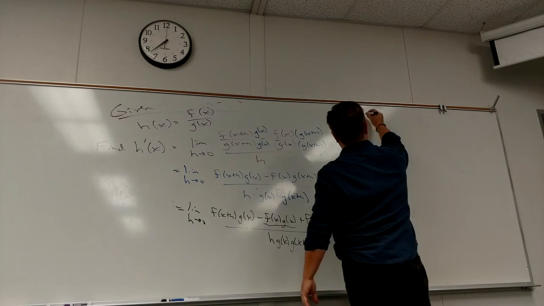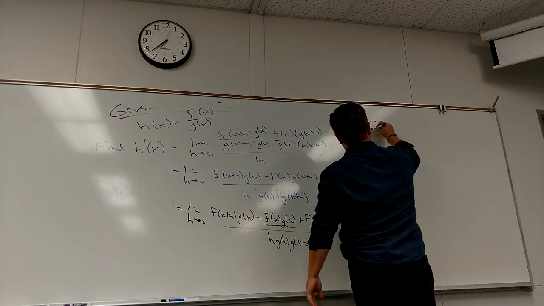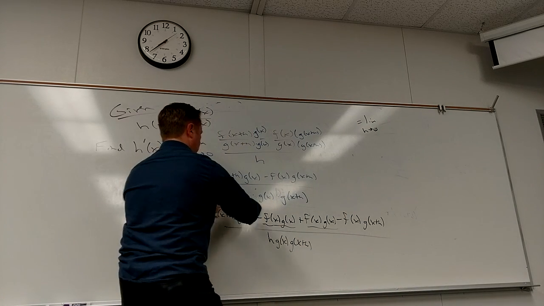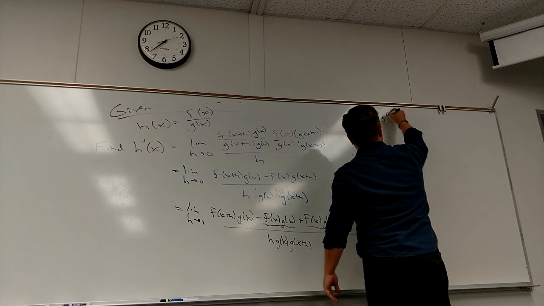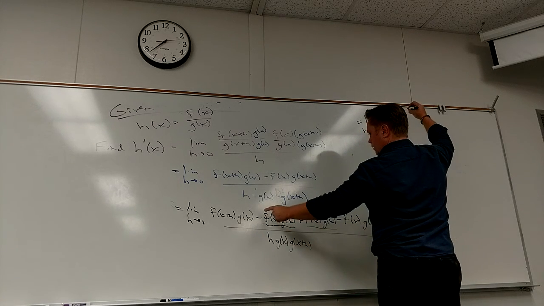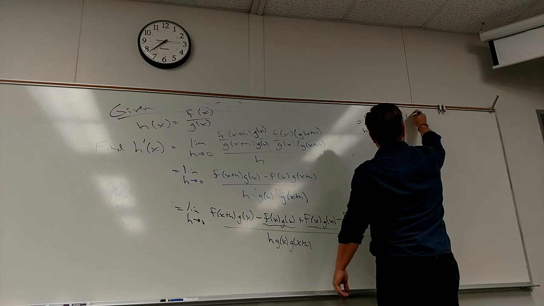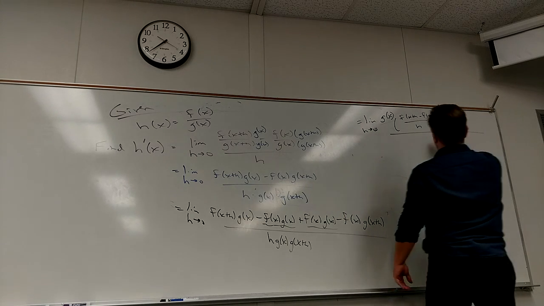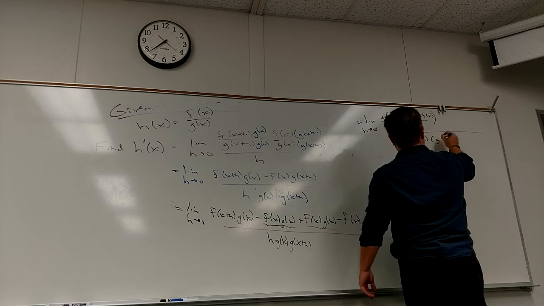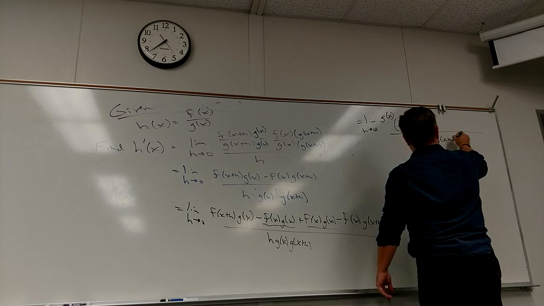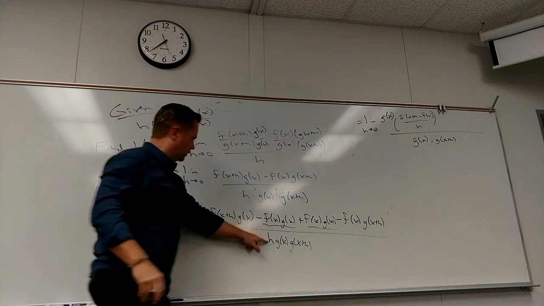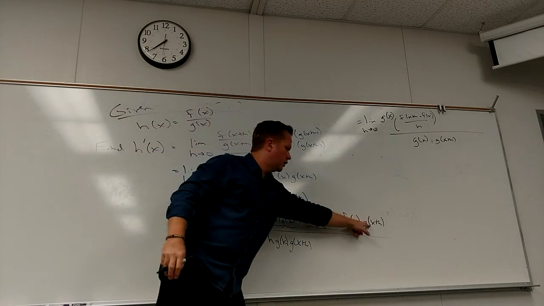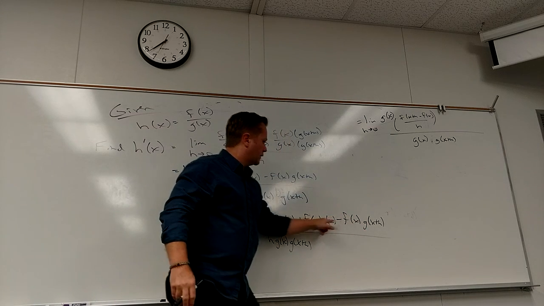So up here, I can take out of this part a g of x, and then I've got that. See how I put the h up top there? And then I can do something very similar over here. I'm going to take a negative f of x out. Do you see why?